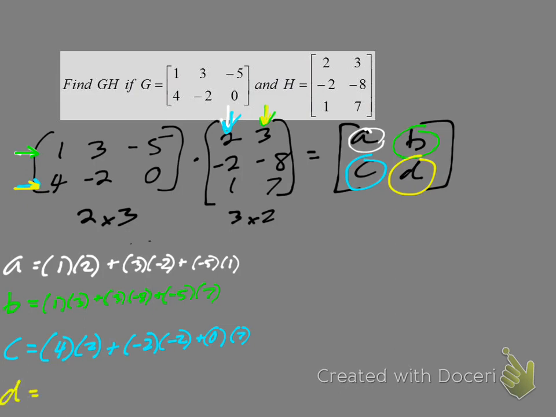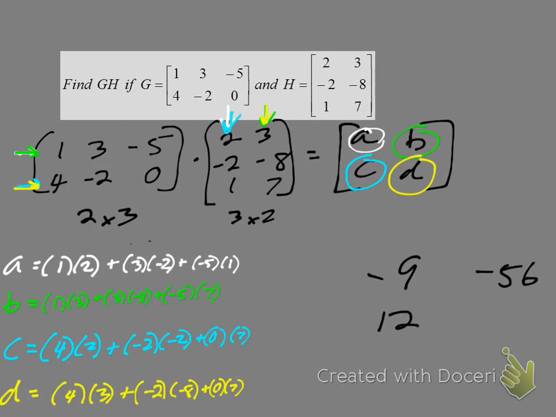So B: negative 4, 3, negative 2, negative 8, 0, 7. You should get negative 9, negative 56, 12, and 28. Alrighty?